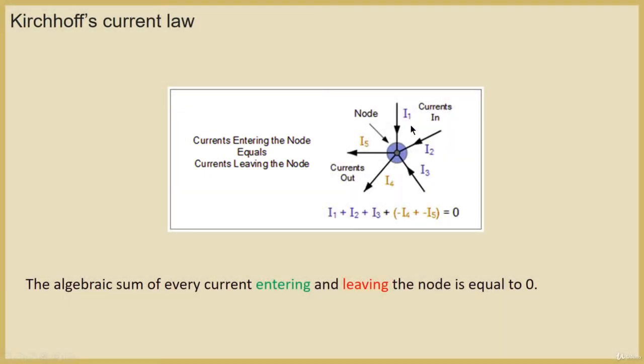So in this figure, as you can see, the currents I1, I2, and I3 are entering the node and are considered positive. Likewise, the currents I4 and I5 exiting the node are considered negative in value. And this can be expressed in the form of the following equation: I1 plus I2 plus I3 minus I4 minus I5 equals 0. Why don't we solve some exercises together to understand Kirchhoff's current law better?